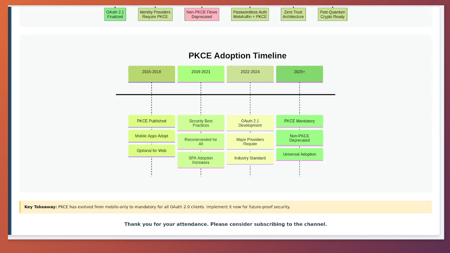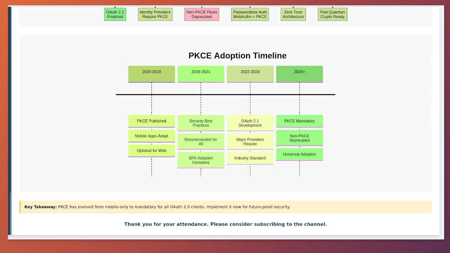Device authorization flow, defined in RFC 8628, extends OAuth 2.0 to devices with limited input capabilities, like smart TVs and IoT devices. This flow also benefits from PKCE protection. As more devices connect to the internet and require authentication, secure device authorization becomes increasingly important. Future developments will likely see PKCE applied to new device types and use cases beyond traditional mobile and web applications.